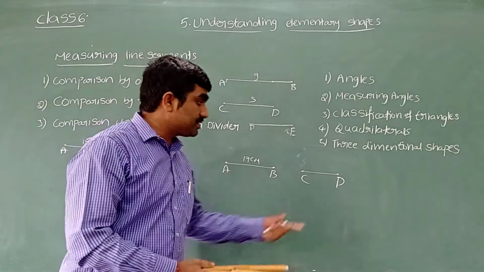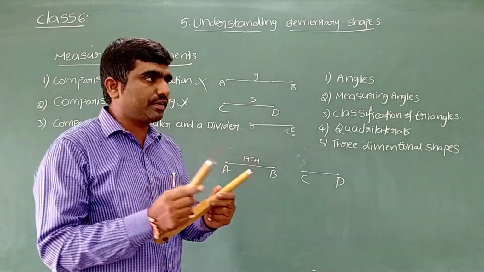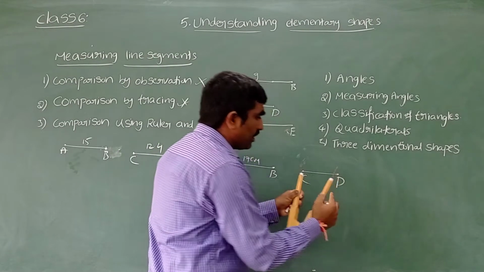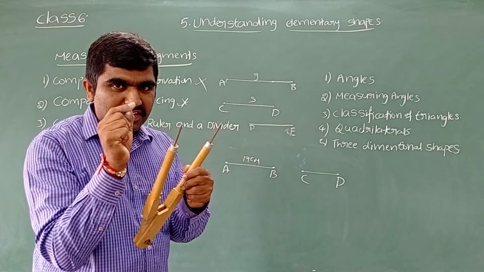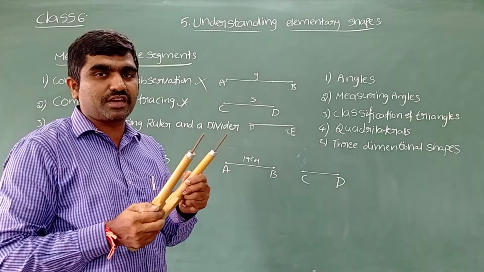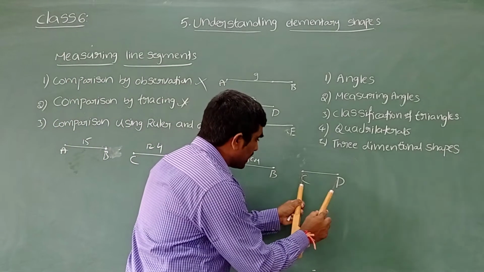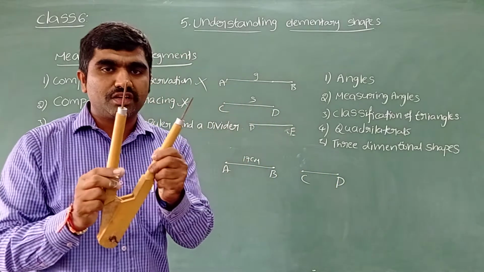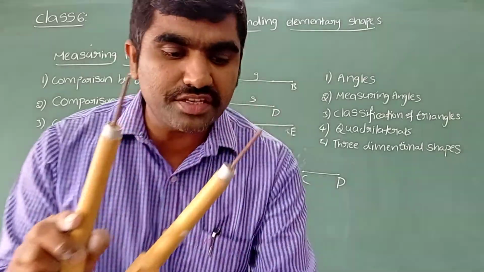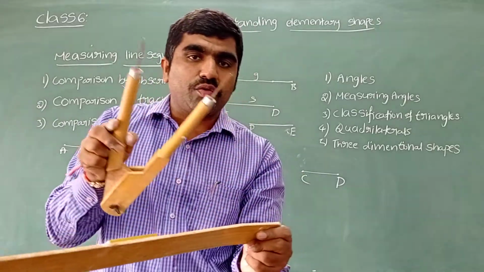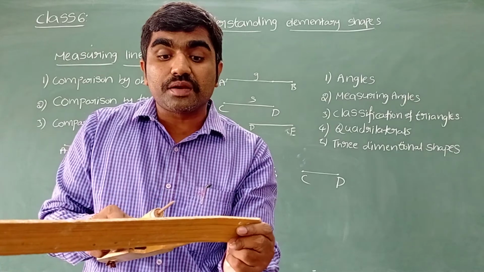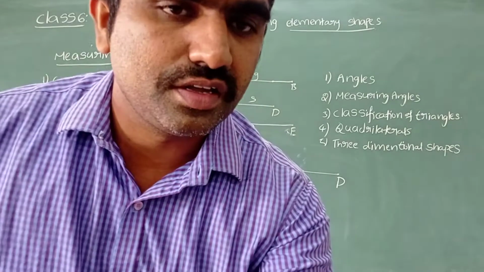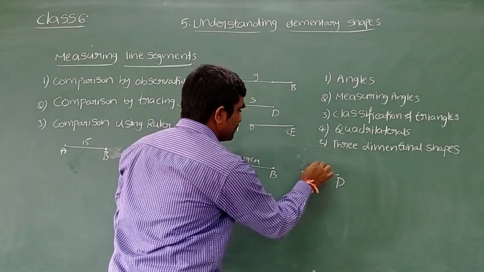Yes. How can I measure this CD? Same. Open both pointers and keep them on the end points of the line segment. Here we can see the pointers are sharp-edged, so because of that there is no mistake, no errors. We can take the exact length. See, the pointers are sharp, so when I keep them on both ends, we can see the exact length. Now lift this divider without changing its radius. Keep it on the scale with one end of the pointer on 0, and mark the other pointer. Yes, here I can see 14.7 centimeters.